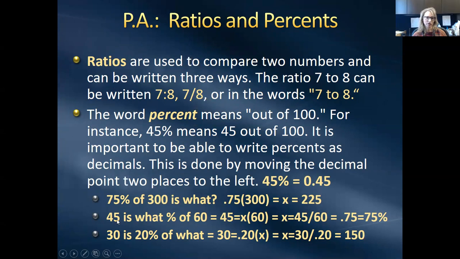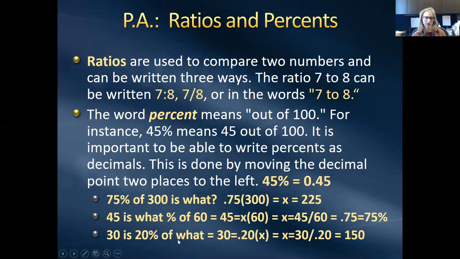Similarly, if you saw 45 is what percent of 60, you put 45. Where the is is, you put your equals. Where the what is, you put your x, or whatever variable you're using. And then percent of 60, you're going to just multiply by 60. And when you get that answer, which is 0.75, you convert that to percent by moving the decimal point 2 places to the right. So 75%.